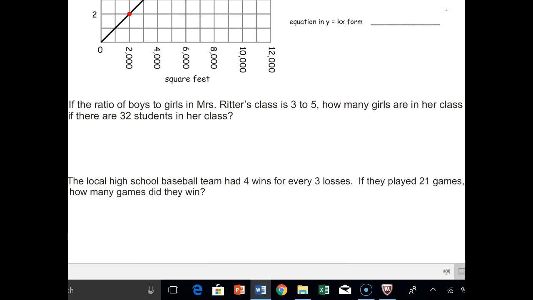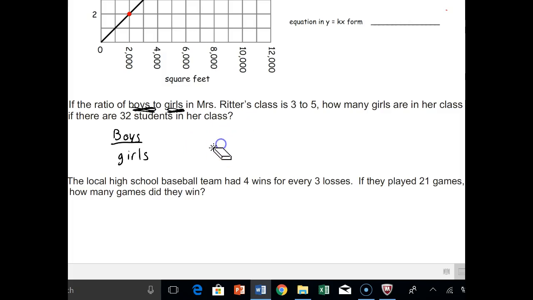Okay. Last one here, it says if the ratio of boys to girls in Miss Ritter's class is 3 to 5, right? We have boys to girls. That's 3 to 5. How many girls are in her class if there are 32 students, right? So basically we want to say 3/5 times 32. Okay. And remember, right now this is boys to girls, right? So, sorry, I messed up. So let's erase this for a second.